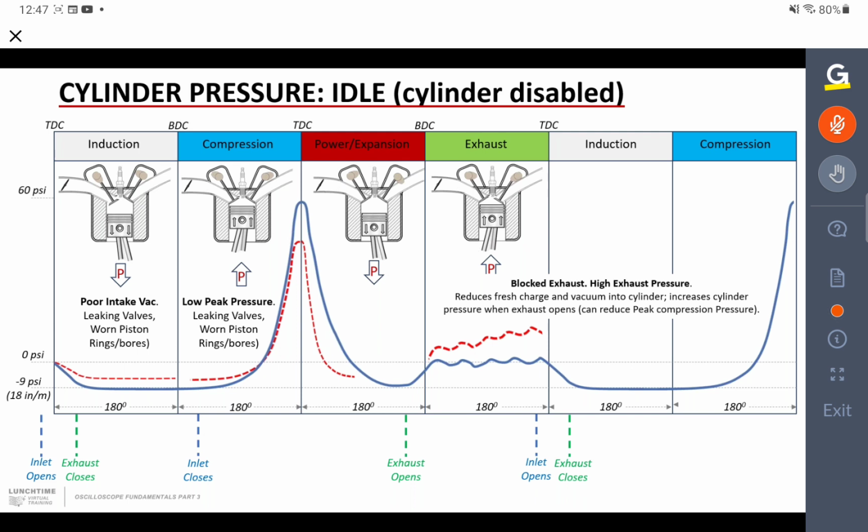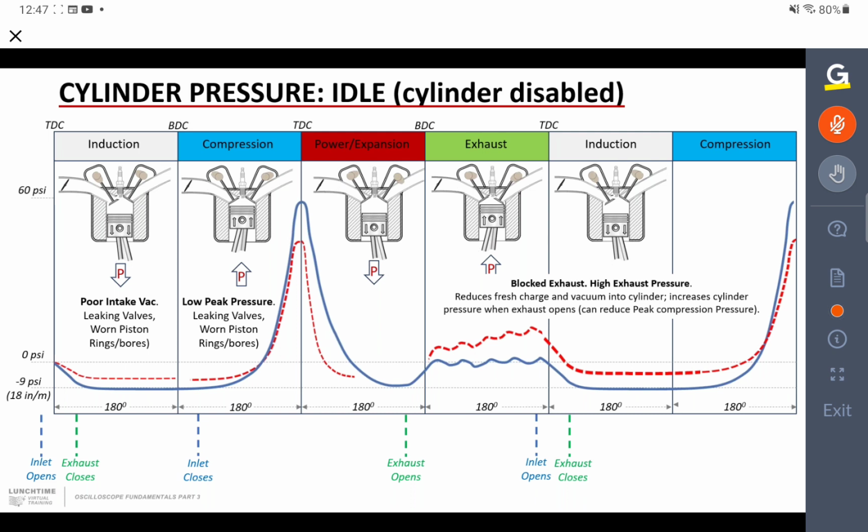So if you see that sort of waveform, it's the right shape, but it's increasing and increasing and increasing. It's starting higher and increasing simply because we've got a blockage in the exhaust system. It will affect then the pressure when the piston is again on the induction stroke, because we're already starting with a higher pressure. We're just not going to pull a vacuum if we've got pressure in the exhaust system.